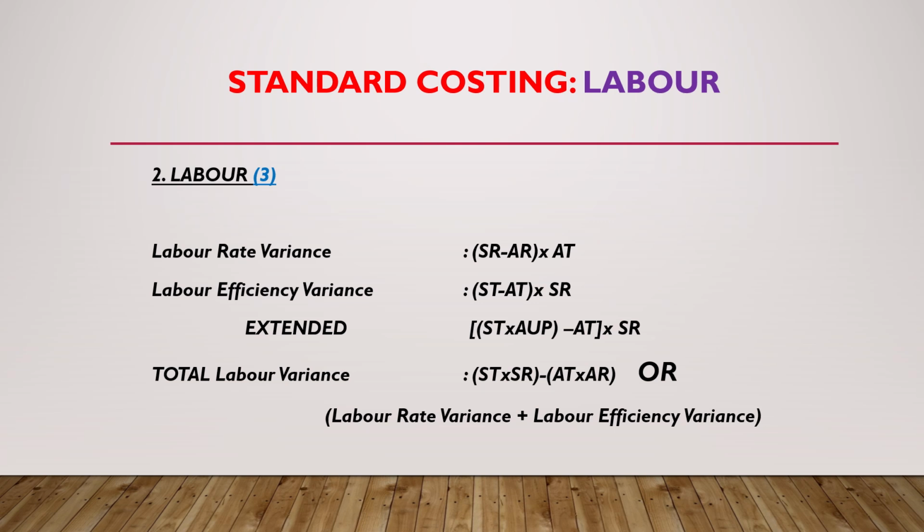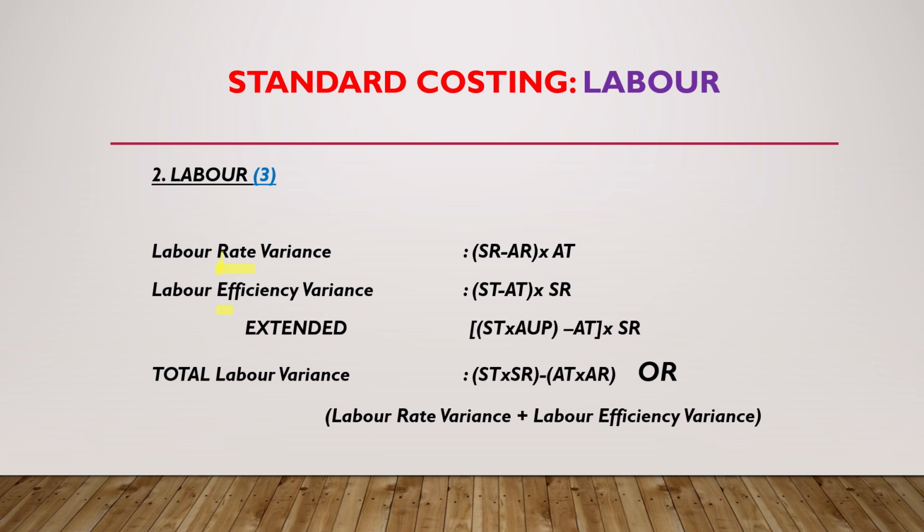Now the 3 formulas. The first one is labor rate variance. That means our focus will be on rate. That means we are going to compare standard rate and actual rate. The second one is labor efficiency variance. Efficiency is nothing else but time. So you're calculating time. That means your focus will be to compare standard time and actual time.